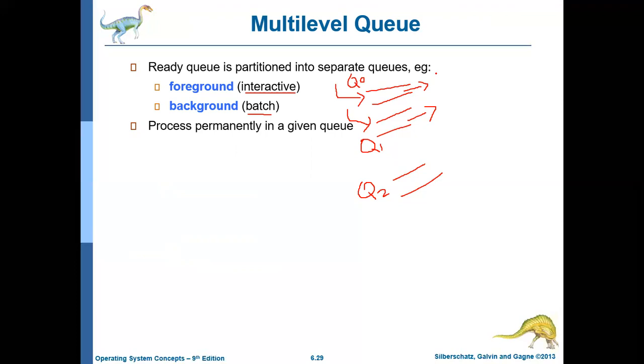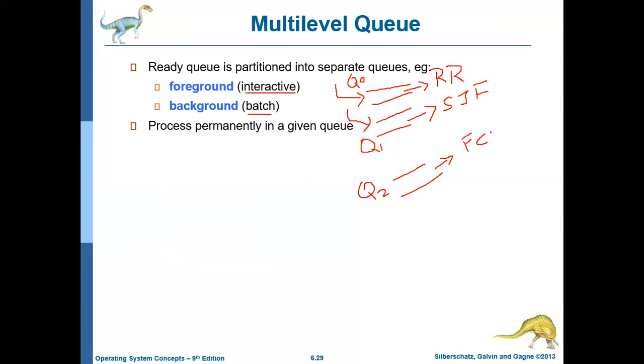Q0 may follow round robin scheduling algorithm. Q1 may follow shortest job first scheduling algorithm. And Q2 may follow FCFS scheduling algorithm. So different queues may follow different scheduling algorithms.